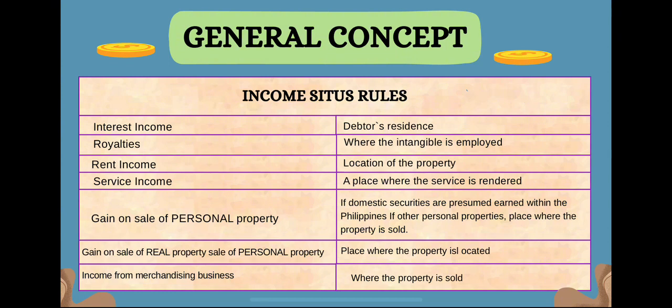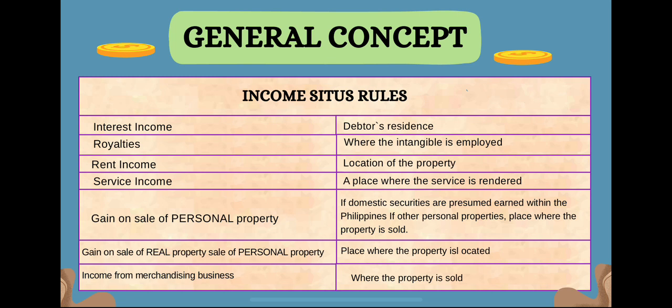Fourth is the service income. The situs of taxation is the place where the service is rendered. For example, I am born in America but I worked in the Philippines. So, I earned my income in the Philippines, so it will be taxable in the Philippines. Fifth is the gain on sale of personal property. The situs of taxation is, if domestic security, presumed earned within the Philippines, and if other personal property, the place where the property is sold, meaning that it will be taxable where the personal property is sold.